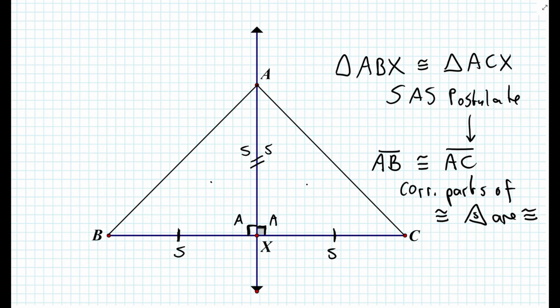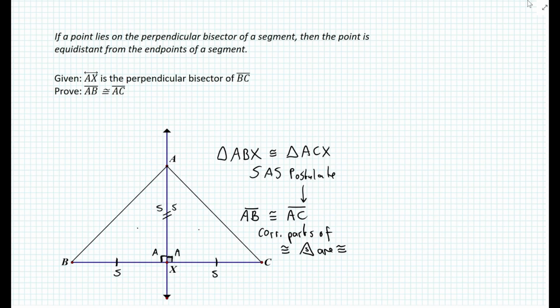So this was a very simple proof. So now we know that this is always true. If a point lies on the perpendicular bisector of a segment, then the point is equidistant from the endpoints of a segment. So we're done with proving this particular theorem.